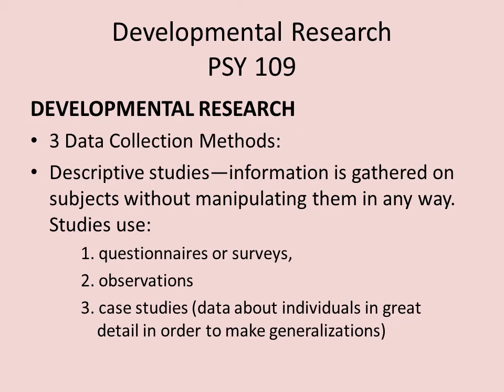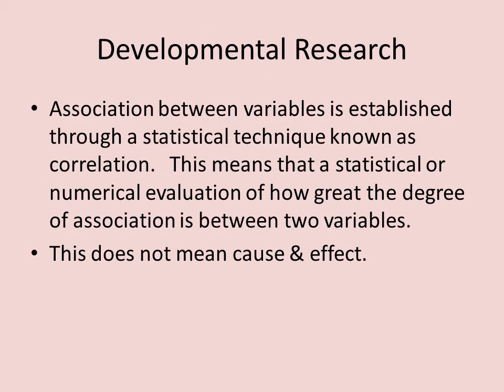Other studies, called observational studies, describe people simply by counting the number and the types of their behaviors. A third type of study, the case study, presents data on an individual or individuals in great detail in order to make generalizations about a particular age group. Descriptive studies have the advantage of generating a great deal of data.